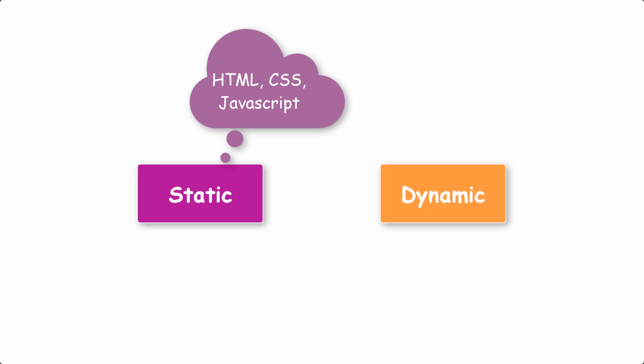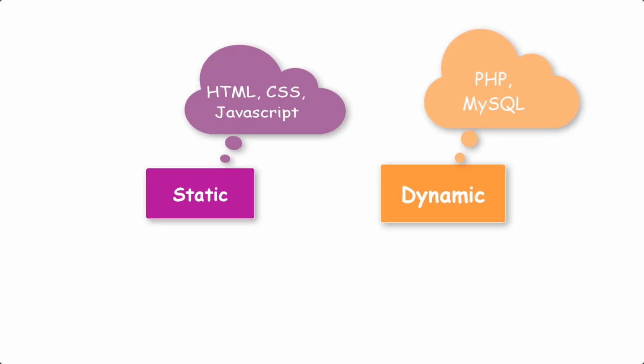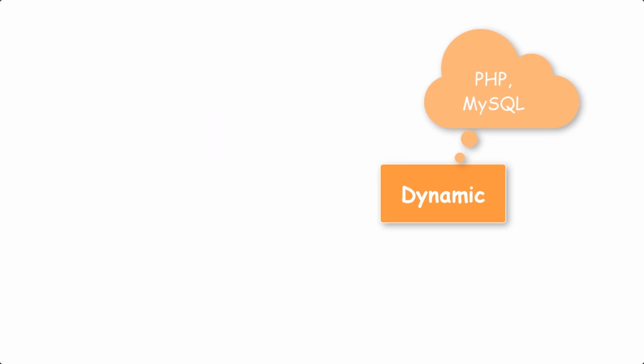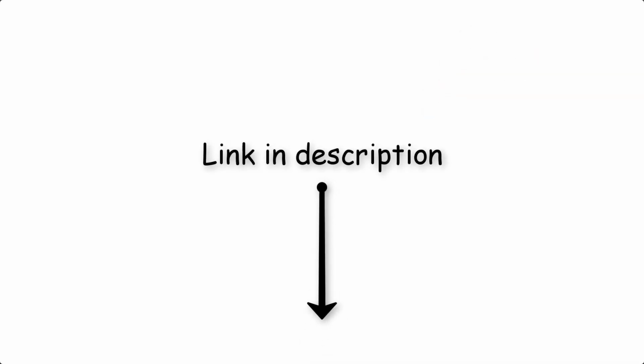When it comes to a dynamic website, we use the database as well. So we use languages like PHP for scripting and MySQL for the database. And in this video, we're going to concentrate on the dynamic part. But if you want to see how to host a static website on GitHub for free forever, then check out the link in the description below. Moving on, let's now actually see how to do it.